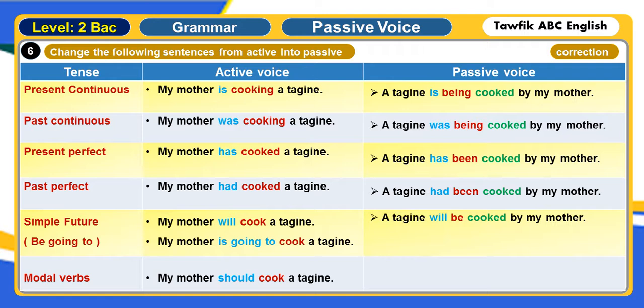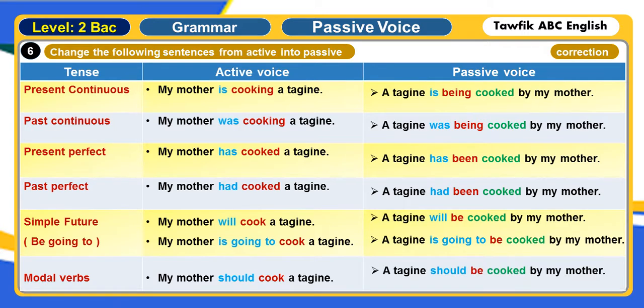My mother is going to cook a tagine. The same thing we say a tagine is going to be cooked by my mother. بالنسبة لهاد الجملة هادي ديال be going to إلا عندي مثلا tagines plural غادي نديرو are. إلا عندي singular غادي ندير is. Okay. And then my mother should cook a tagine. So a tagine should be cooked by my mother.